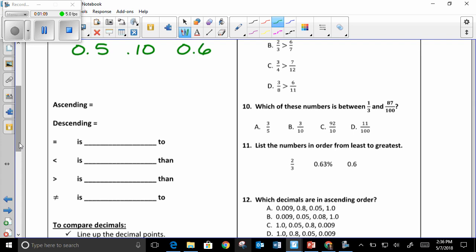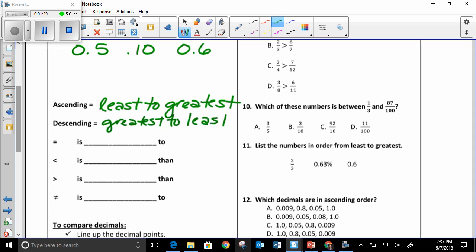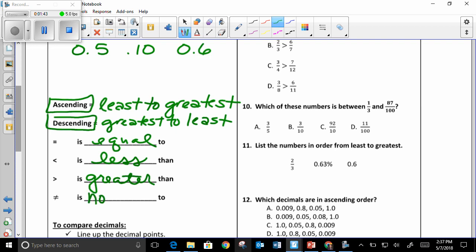Ascending is least to greatest. Descending, think of a plane that's up in the air and they are descending. They are going from greatest to least. So you do have to know these two words. Obviously, this one is equal to, less than, greater than, and not equal to.